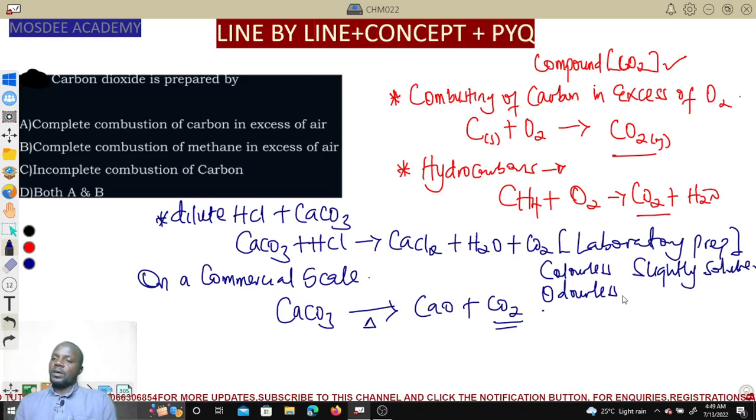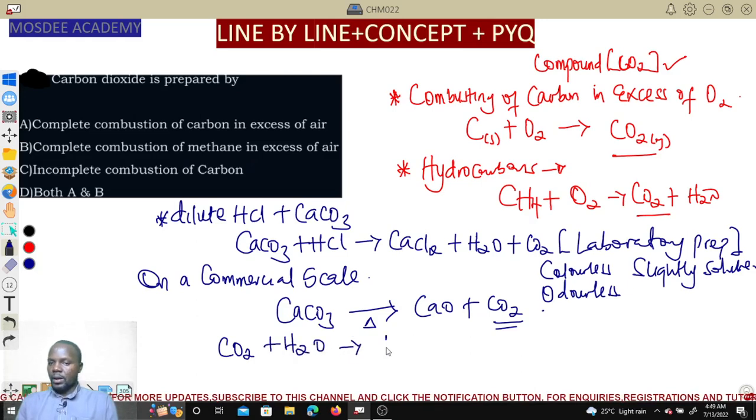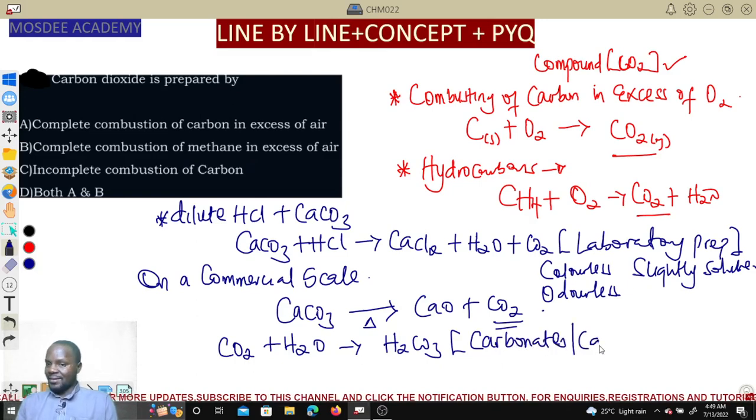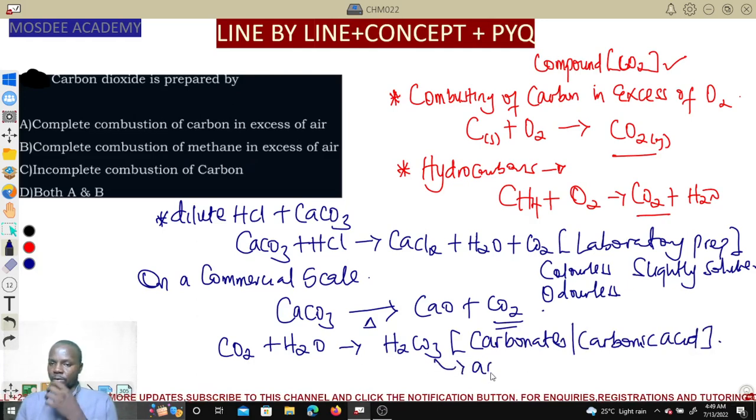It dissolves in water, slightly soluble, to form carbonate or bicarbonate. It dissolves in water because it is a weak acid. For example, CO2 plus water is going to give you H2CO3, which is called carbonic acid. Carbonic acid.